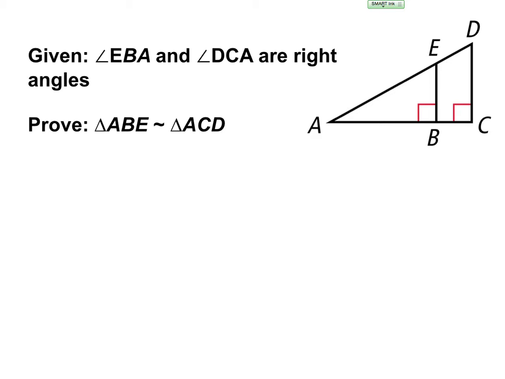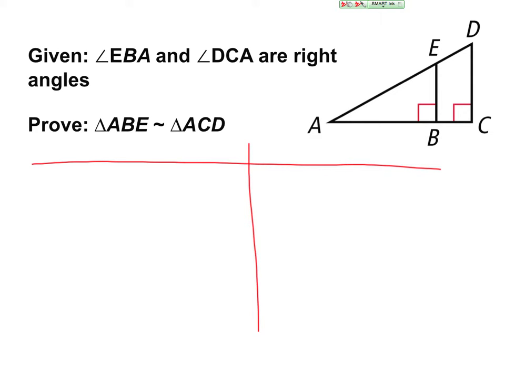Okay, so we do 2 column. First line, the given stuff. Okay, let's get the given stuff. Write yourself an example. Say angle EBA and angle DCA are right angles. Given.